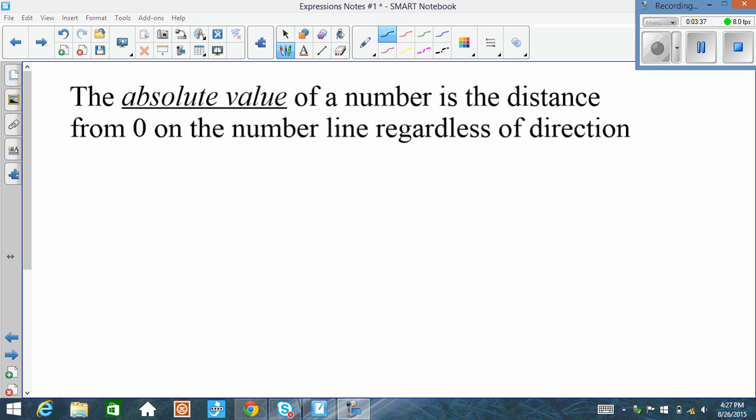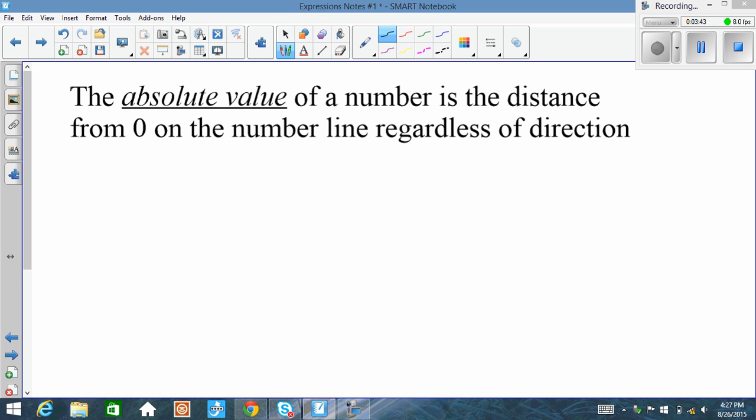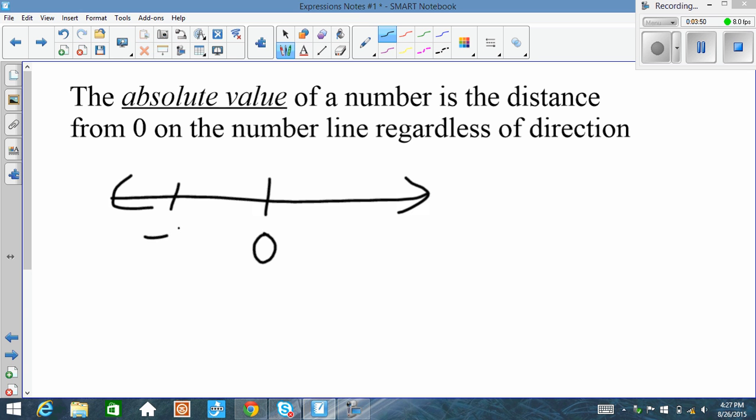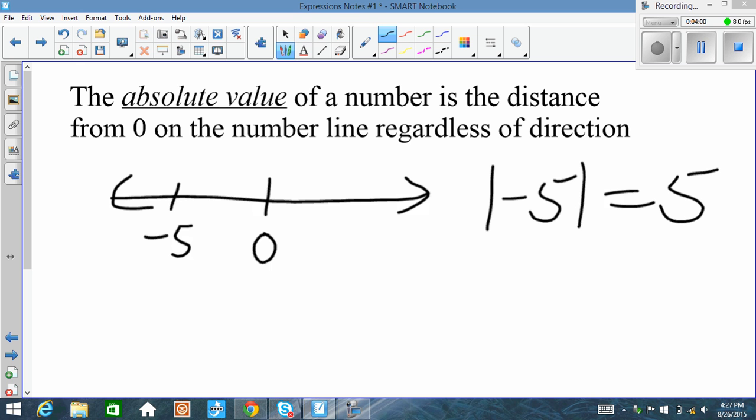The absolute value of a number is the distance from 0 on the number line, regardless of direction. So if we had a number line on here, and I asked you this value here, -5, what is the absolute value of -5? Written like this, it would equal +5, because the distance from this 5 to 0 is +5.